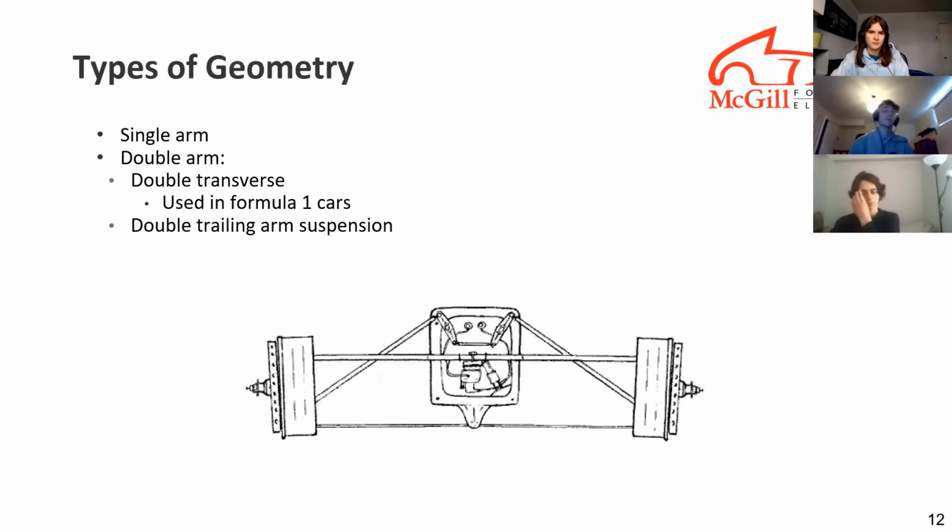But there's also the double arms setup. The image here is a perfect example of a double arm setup. But even in double arm setups, there's a wide variety of geometries that can be used. For example, there's the double transverse, which is what a Formula One car uses, but there's also the double trailing arm. It's a suspension that exists.